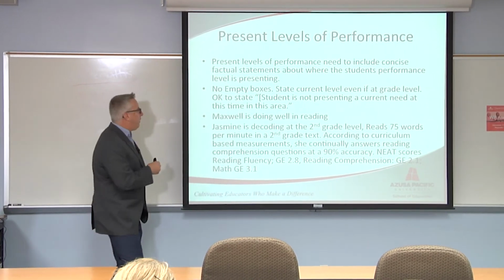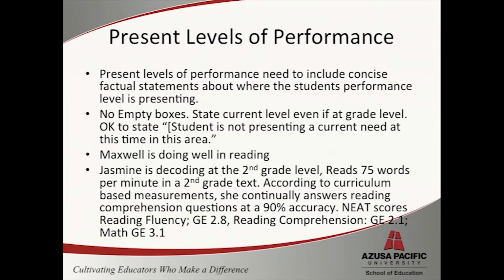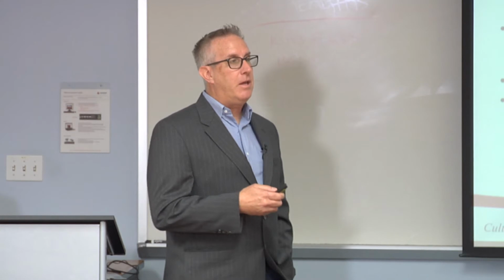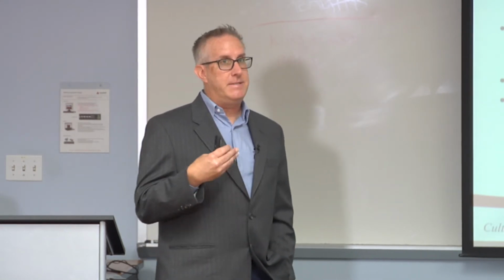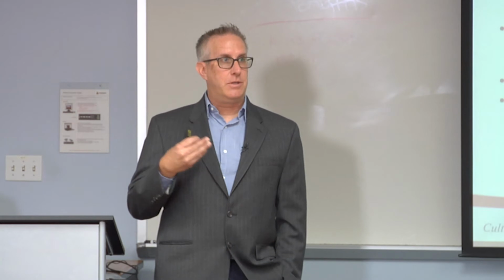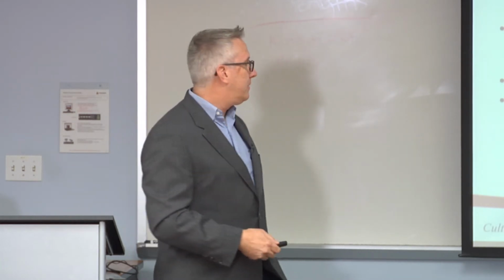You want to look at your present levels of performance. Quite often I've seen this: "Maxwell is doing well in reading." Okay, that's great, but can you give me a little bit more? You want to make sure your present levels of performance give good quantitative and qualitative data, something that really shows the parents that you know where this child is. If you can talk about test scores, grade equivalents, and age equivalents in the present level of performance, that's wonderful. Anything data-based on assessments you've given lets the parents know you're doing a good amount of work to get to know where their son or daughter is in terms of all the academics.